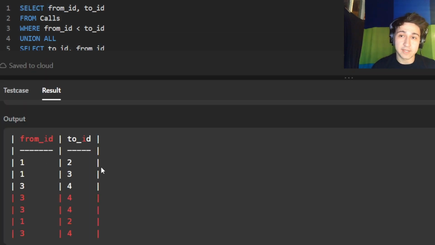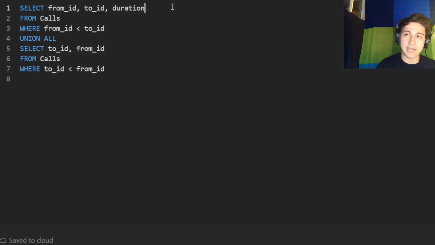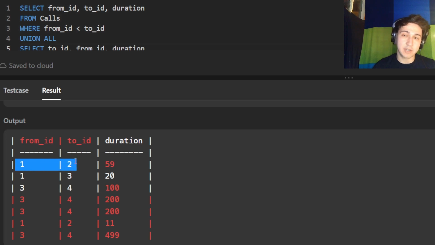Now we have essentially our input table, but all the people are ordered in the same orientation, right? So that 4, 3 we had, we flipped it around. Now if we just attach the duration of the calls, we have each pair of people who had a phone call and how long that phone call was. So now let's start aggregating on this table.